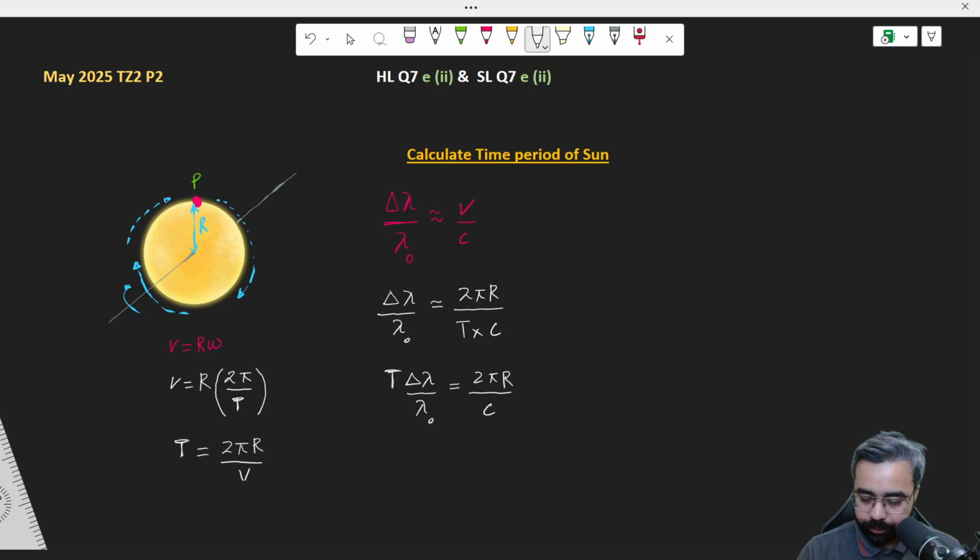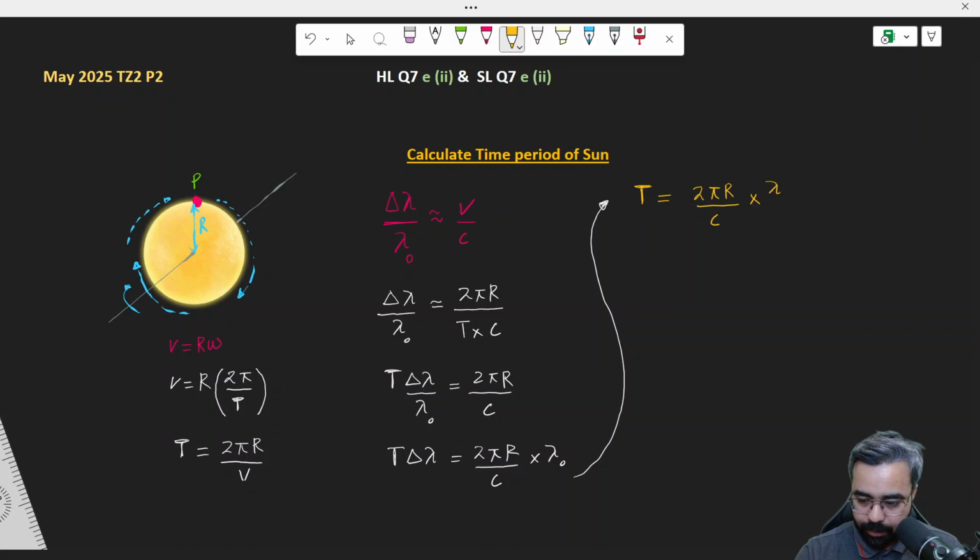In the next step you can multiply lambda 0 on both sides, giving 2 pi r over c times lambda 0. Then in the next step you can divide by delta lambda on both sides. So finally this is the equation of the time period which we want to find out: T equals 2 pi r over c times lambda 0 over delta lambda.